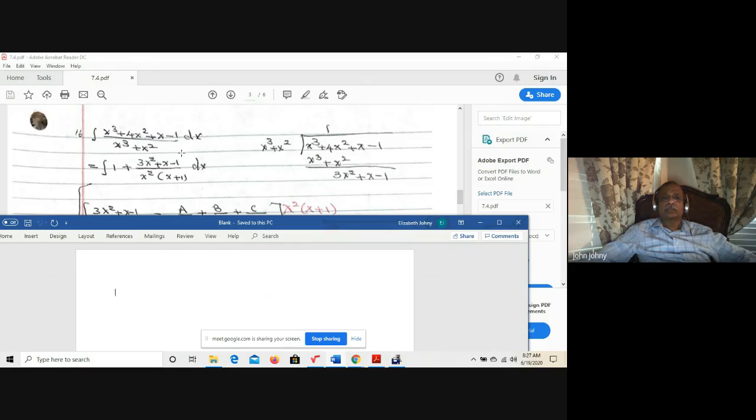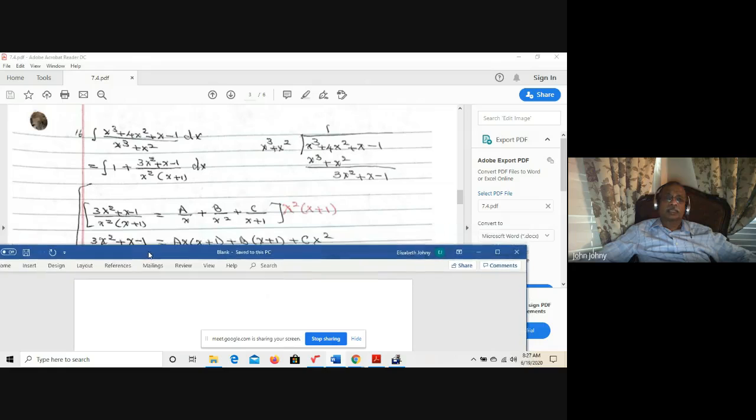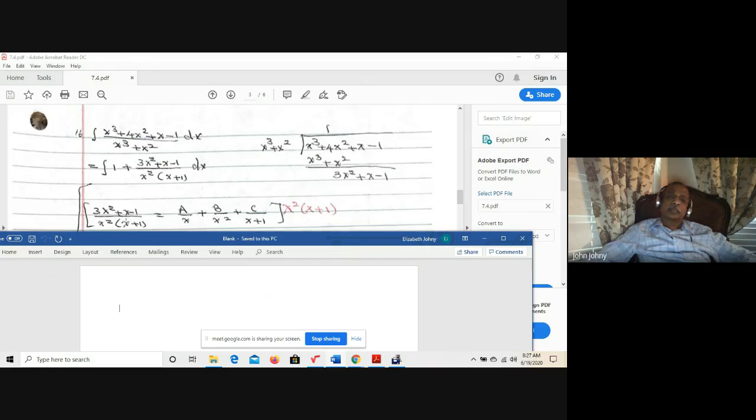The divisor is x cubed minus x squared, and I factored that as x squared times x plus 1. So the denominator is x squared times x plus 1. The first step is you have to decompose that into partial fractions. So set that equal to a over x plus b over x squared plus c over x plus 1.